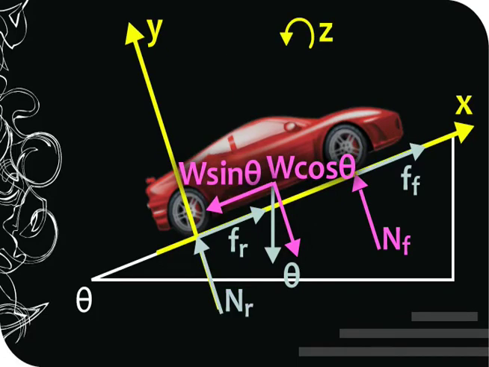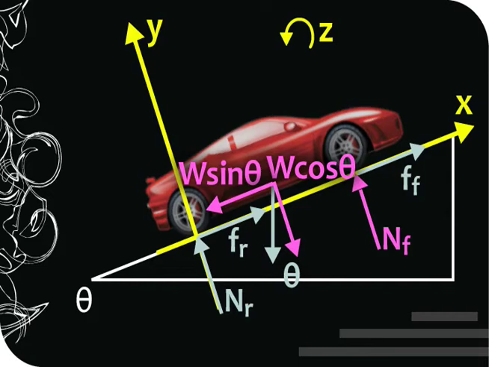If we take our sum of moments about the contact point of the rear tire and take counterclockwise rotations as positive, we have a negative moment from the vertical component of the weight times d sub r, a positive moment from the horizontal component of the weight times d sub cg, and a positive moment from the normal force at the front tire times d sub r plus d sub f.